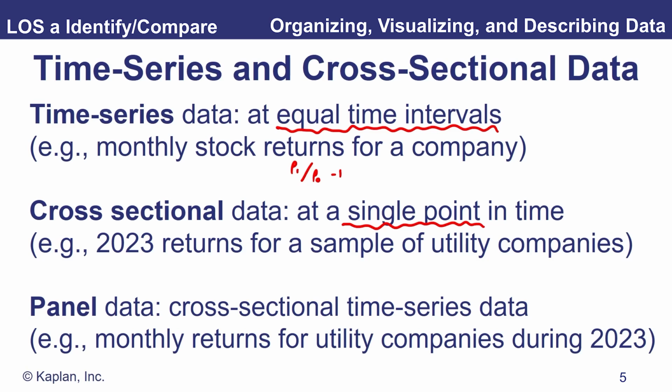Now the final one is panel data, and this really is going to combine time series and cross-sectional data. So for example, to use our stock returns example, maybe I'm looking at a sample of my 10 utility companies, but I'm interested in their monthly returns over the period of 2023. So I've got 12 observations for each of the companies that I'm looking at. Cross-sectional, because I'm looking at multiple companies. Time series, because I'm looking at their returns in each month over that period.